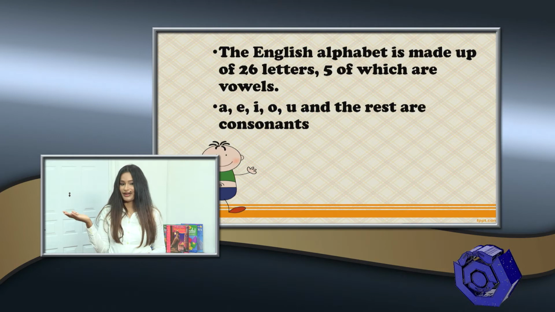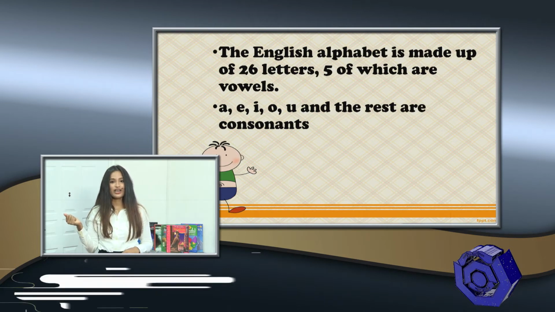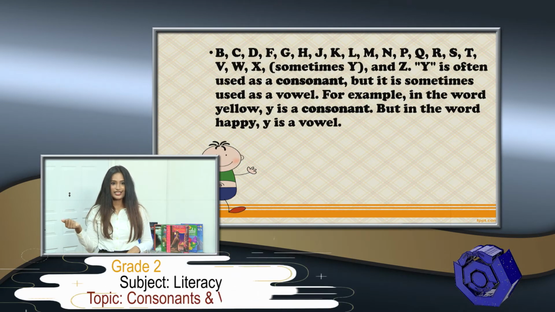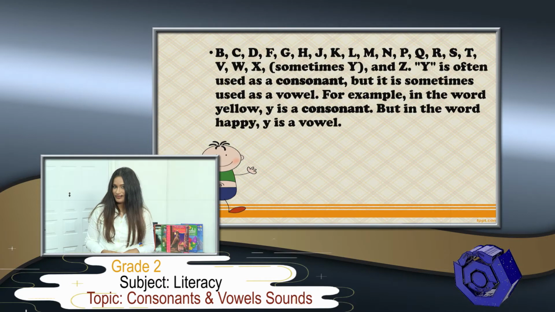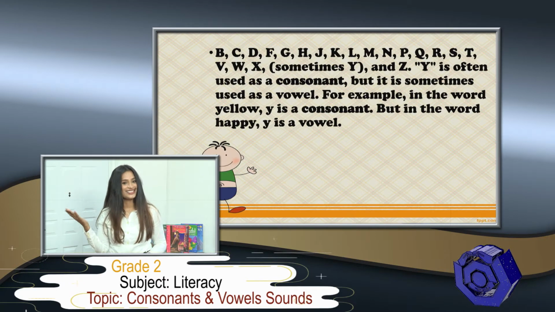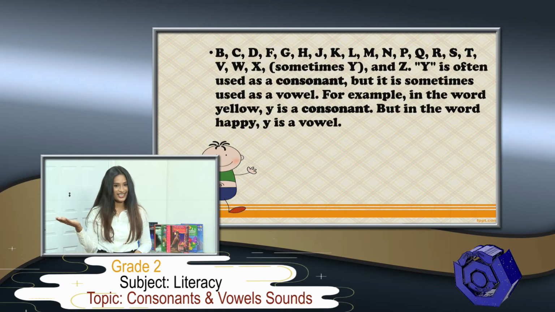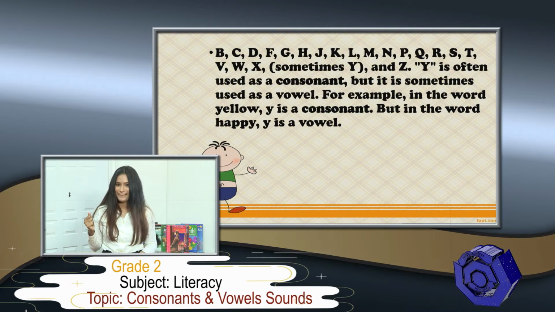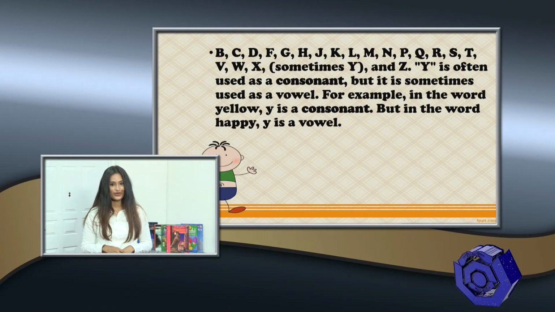The vowels are A, E, I, O, and U, and the rest are consonants. Consonants are letters B, C, D, F, G, H, J, K, L, M, N, P, Q, R, S, T, V, W, X, sometimes Y, and Z.